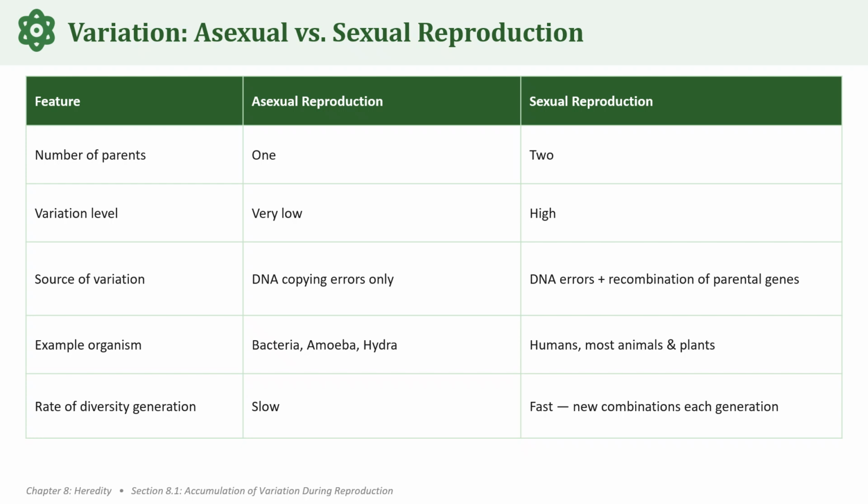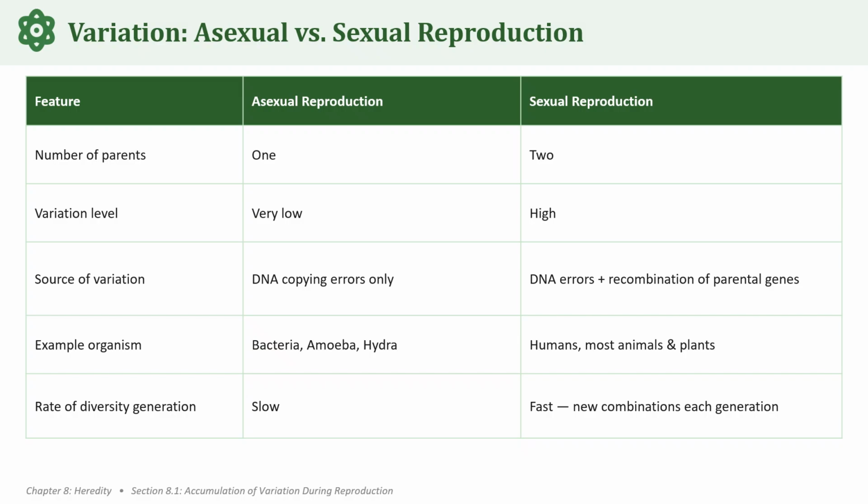Here, variation is very high. And here the source of variation is DNA copying errors only. But here, along with the DNA copying errors, some recombination of the parental genes also occurs. Examples for asexual are bacteria, amoeba, hydra. For sexual, humans, most animals and plants. And the rate of diversity generation is very slow in asexual reproduction, but in sexual reproduction it is very fast, and new combinations are produced each generation.